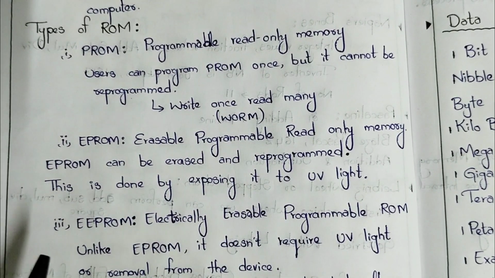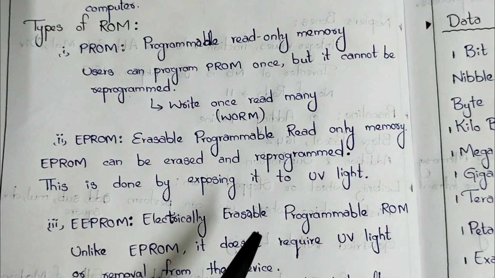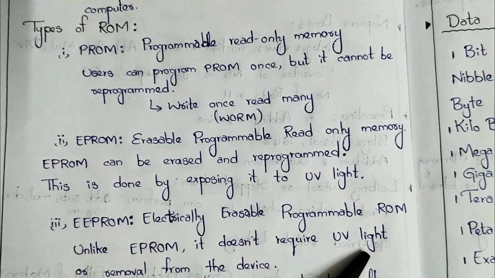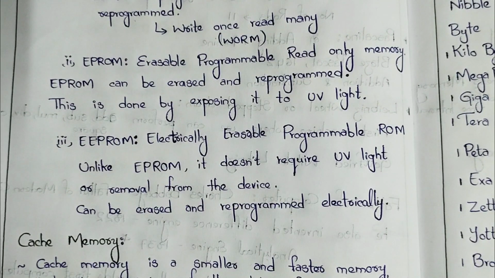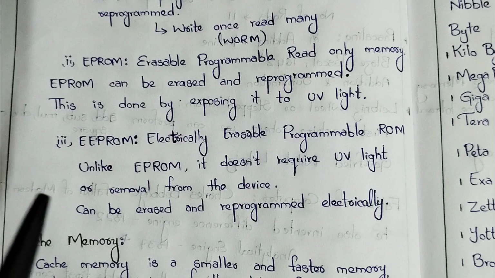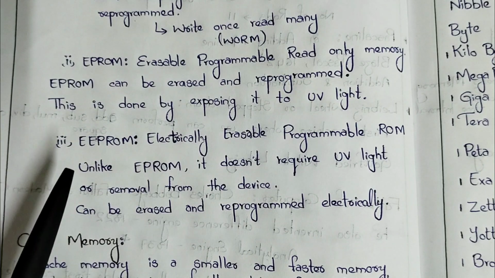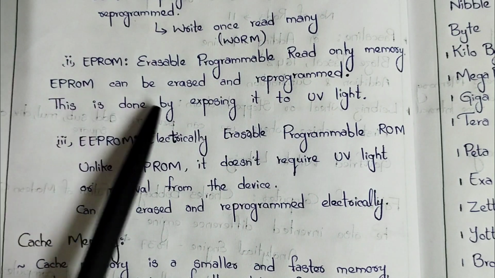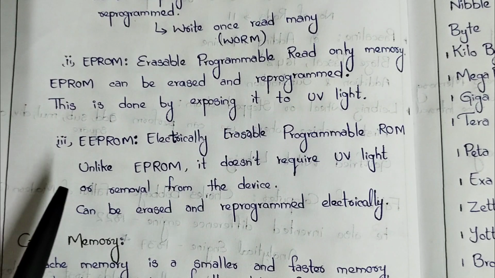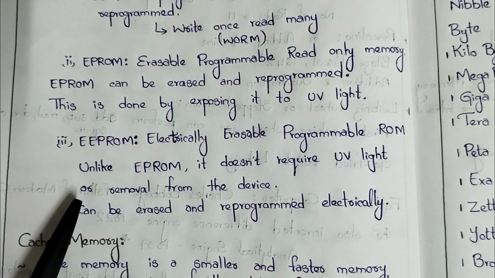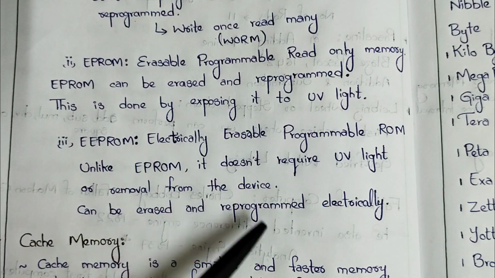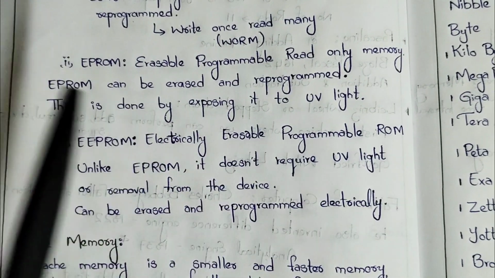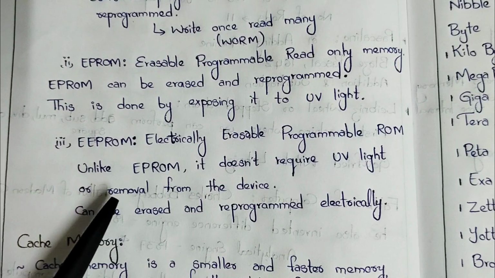Now, electrically erasable programmable ROM. Unlike EPROM, it doesn't require UV light or the removal of the data, but we can erase it using electricity. Can be erased or reprogrammed electrically. So these are the types of ROM.